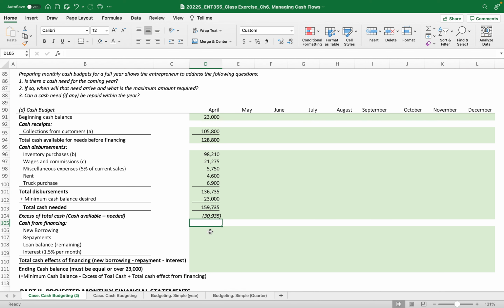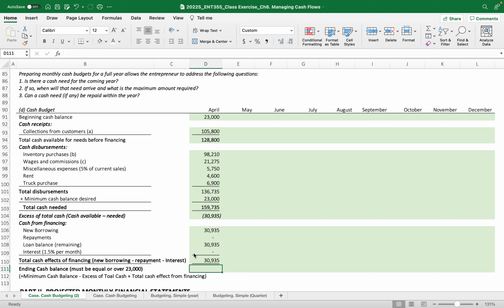And then cash from financing. Now we need this amount, right? And then repayment: we just started this financing, so there's no repayment. And then the loan balance is the difference between the two, new borrowing minus repayment. Interest, do we have interest? We just borrowed, right? The total cash effect of financing, now how to get it? The new borrowing minus the payment minus interest is the total cash effect from new financing.